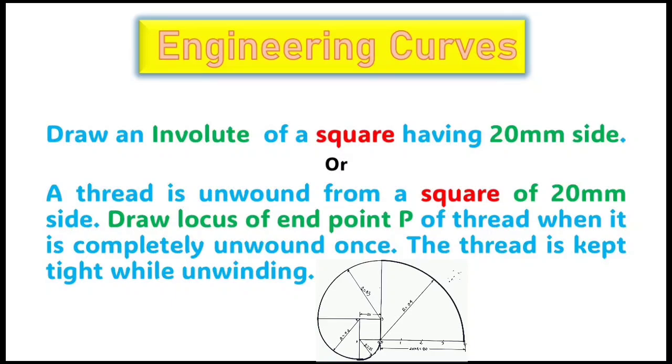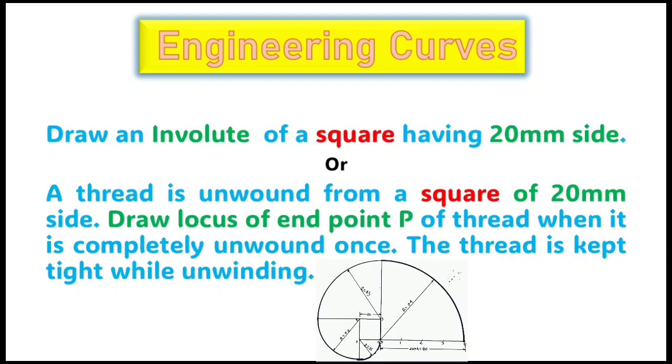Hello students, in this video we will learn how to draw the involute of a square having a side of 20 mm. An involute is a special type of curve that is generated when a thread is unwound from the boundary of a shape, keeping the thread tight.